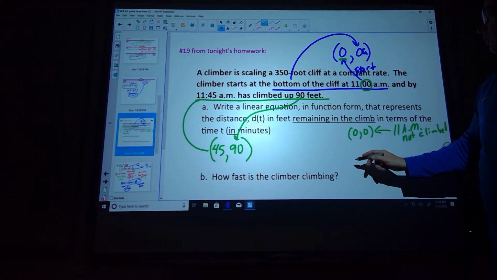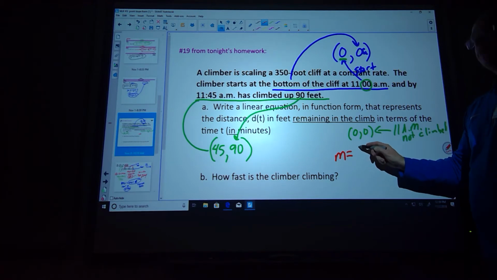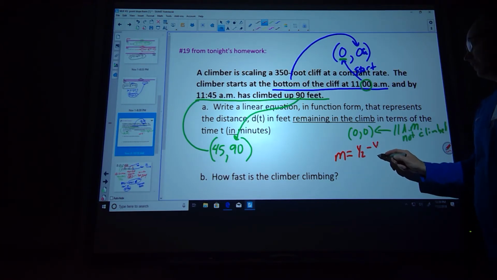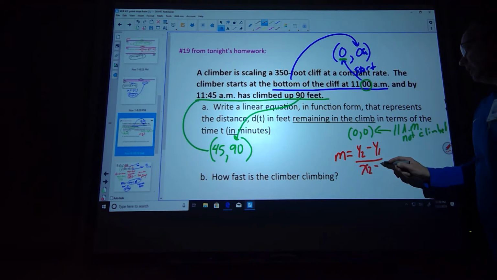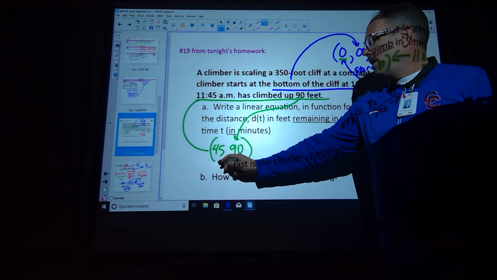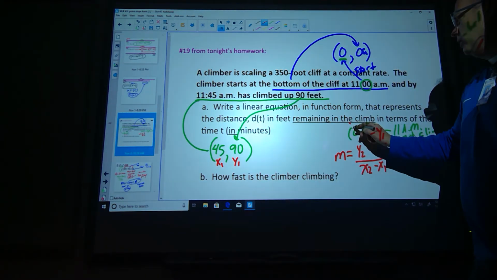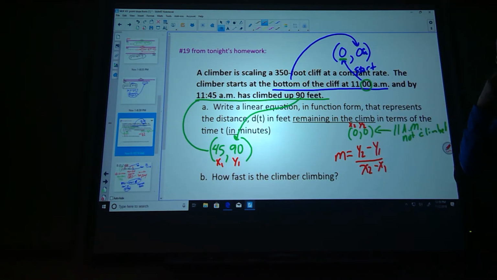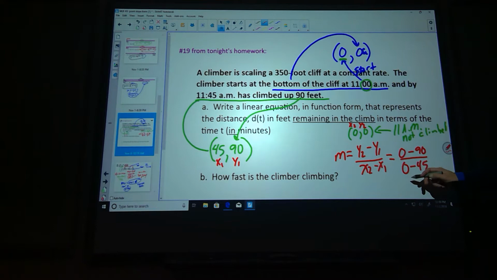How can I find the slope? Slope intercept. So y2 minus y1, right? Over x2 minus x1. And I probably should label x1, y1, and then x2, y2, right? So let's figure out what we know. I got 0 minus 90, and then 0 minus 45. So that comes out to negative 90 over negative 45. Negative over negative is positive, right? 45 goes into 90 how many times? 2. So slope of 2.